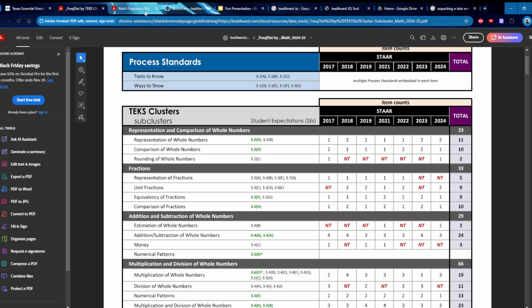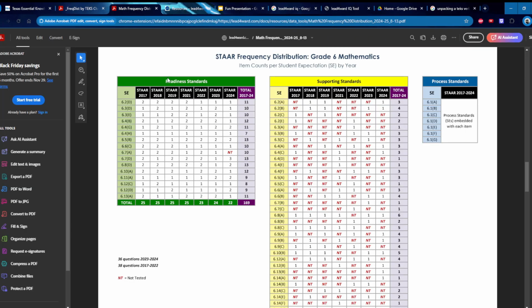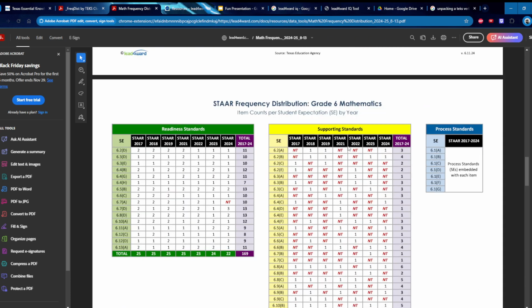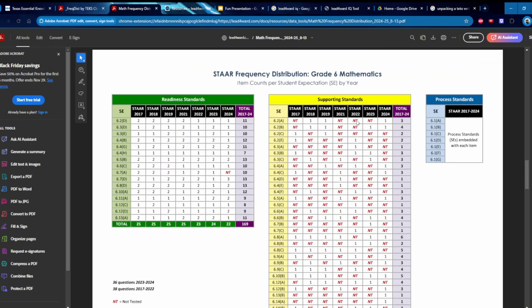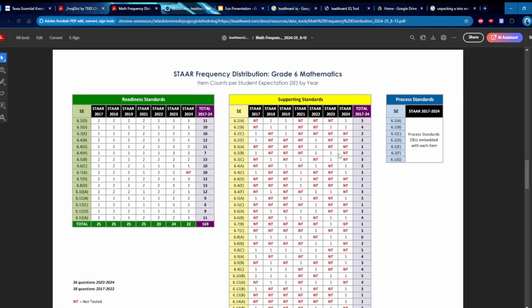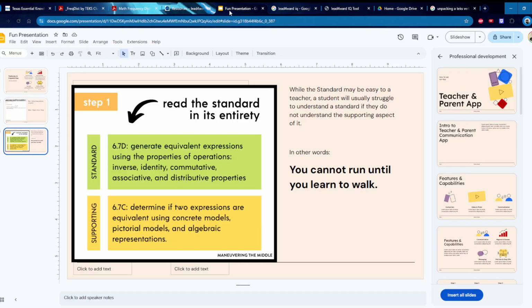So if we go back right here, the rating standards are going to be commonly tested. Right here you see high values: 11, 10, 10, 12, 11. By comparison, over here you only see 3, 4, 2, 2, 1. A lot of times teachers want to skip over teaching the supporting standard because they think it has no value. But I'm telling you, your students will not understand how to do this readiness TEK if they do not understand how to do the supporting TEK. You have to explain the supporting TEK and they will be able to understand.